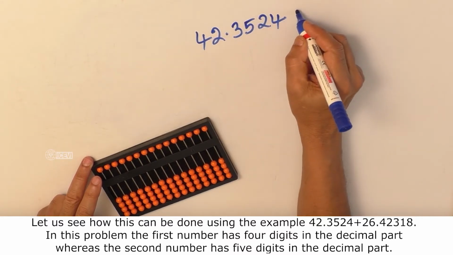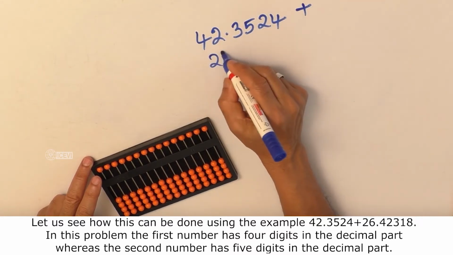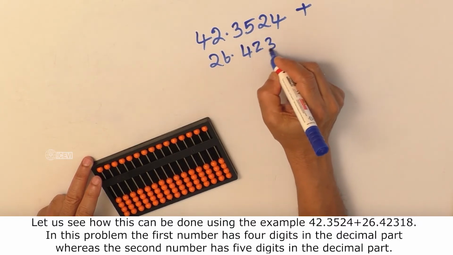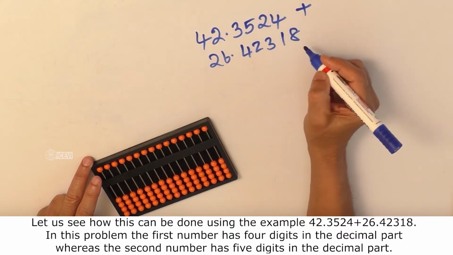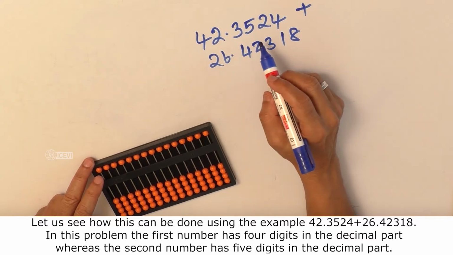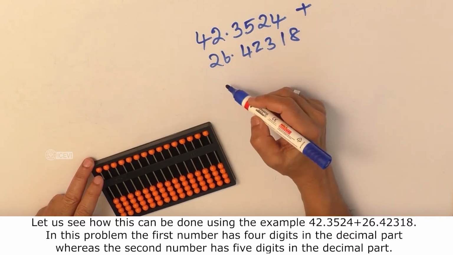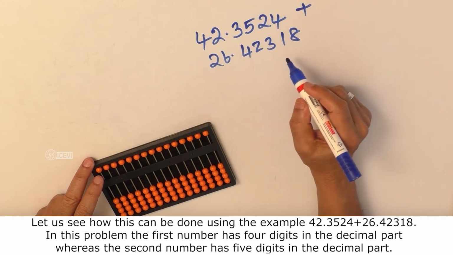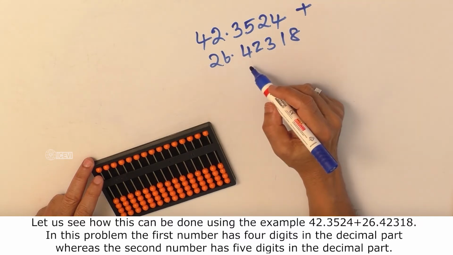42.3524 plus 26.42318. In this problem, the first number has 4 digits in the decimal part, whereas the second number has 5 digits in the decimal part.